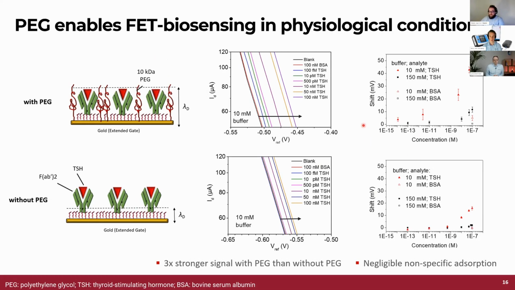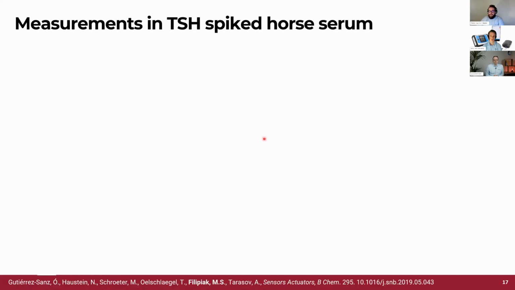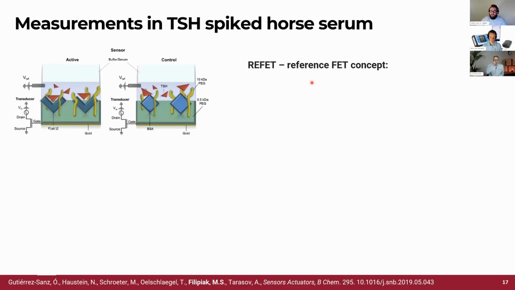Interestingly, I would like to also show you a continuation of this work. We also measured some TSH in spiked horse serum. And for that cause, we also used a concept called REFET, so reference field effect transistor. The concept is pretty simple. You take 2 sensing surfaces, one surface that is modified, immobilized with a specific receptor. Here, this is Fab2 fragments. And then you take another sensor that is modified with a very similar protocol, but instead of the specific Fab2 fragment, you put either the isotype receptor, or just an inert protein.